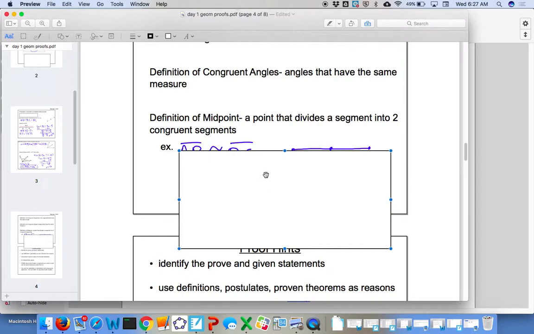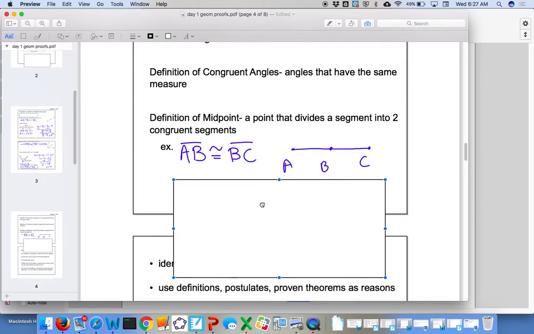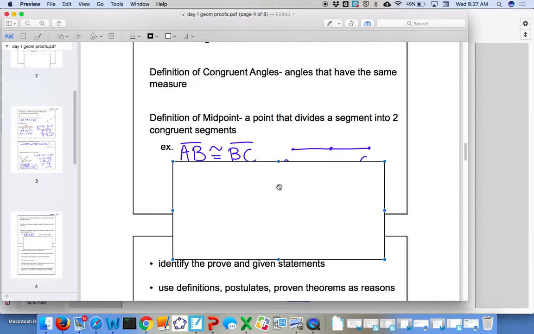So for example, if I have this segment AC, and I'm told that B is the midpoint, that means that AB is congruent to BC.